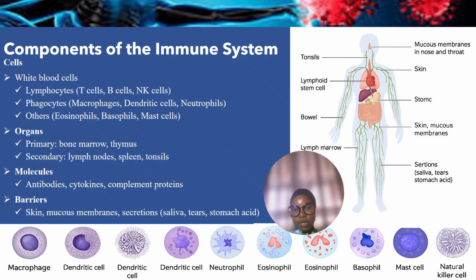The primary lymphoid organs consist of the bone marrow, where all blood cells are produced and B cells mature, and the thymus, where T cells mature. Then we have the secondary lymphoid organs, which include the lymph nodes, the spleen, and tonsils. These are the meeting points where immune cells encounter antigens and mount a response.